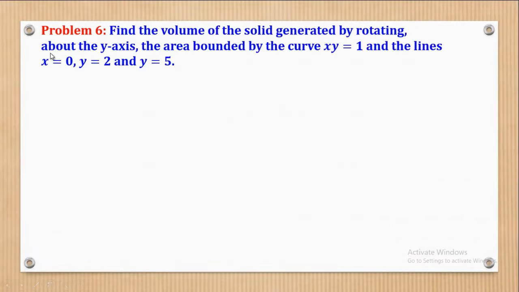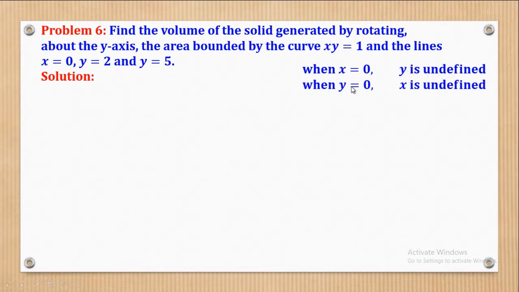So we shall now go to problem 6, which says: find the volume of the solid generated by rotating about the y-axis the area bounded by the curve xy equals 1 and the lines x equals 0, y equals 2 and y equals 5. So we shall first get the intercepts. When x equals 0, I realize that y is undefined, and also when y is equal to 0, x is undefined. What does that mean? It means that x equals 0 and y equals 0 are asymptotes. Therefore, the curve never touches these two lines.